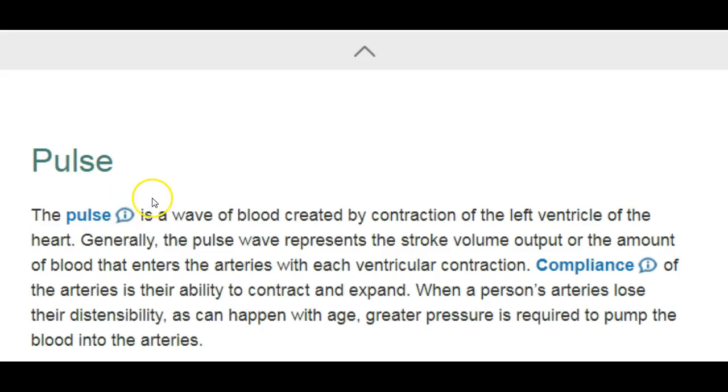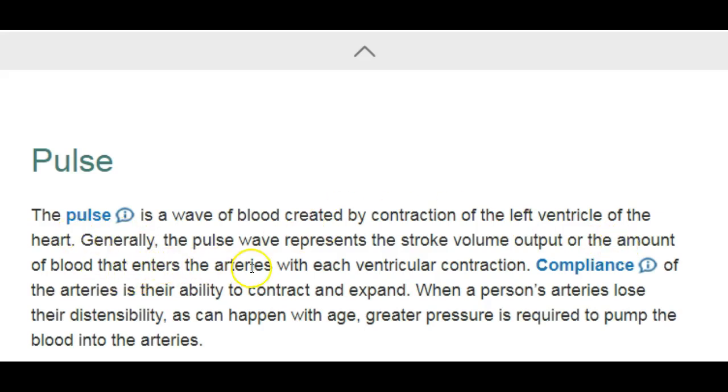And know this, it's in the PowerPoint also, but I wanted to back it up with the knowledge from the book as well. The pulse is a wave of blood created by contraction of which ventricle? Because you'll be asked, is it the left or the right ventricle? The left ventricle of the heart.